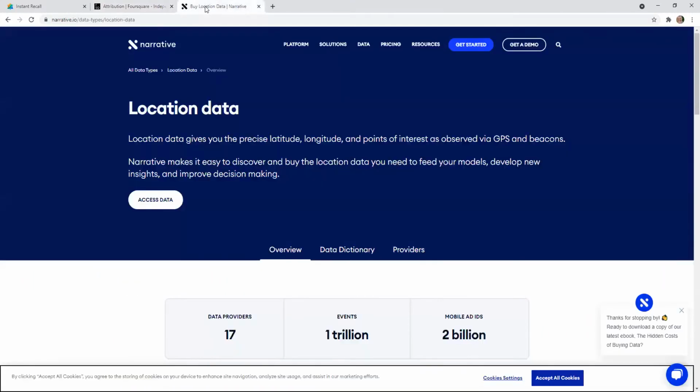Here's another partner. This is narrative.io. They're in New York City. So is Foursquare, by the way. Once again, they provide us lots of customers to use this location data. And I'll read what it says here. It says location data gives you the precise longitude and latitude at points of interest as observed via GPS and beacons.